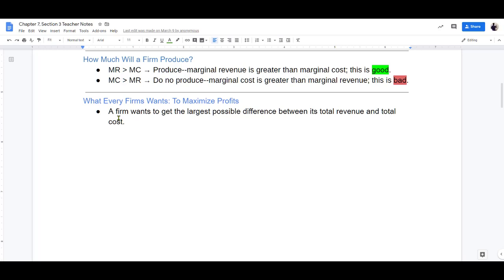So every firm, regardless of what the firm is, has a singular goal, and that is to maximize profits. How they go about doing that is done in different ways. Sometimes it can be by raising prices. Sometimes it's by cutting employees. There's lots of different ways, but the prime directive of any business is to maximize its profits.